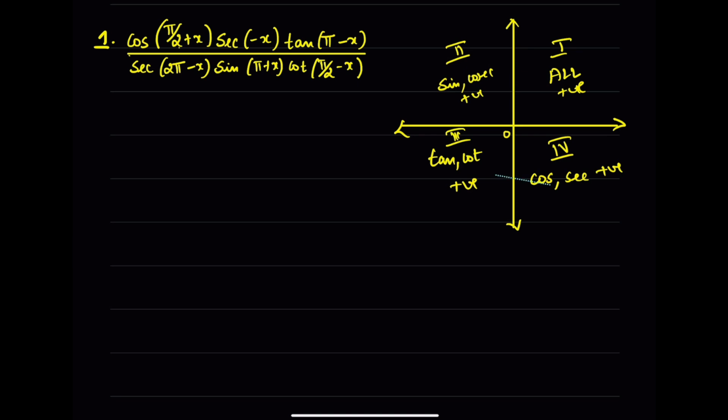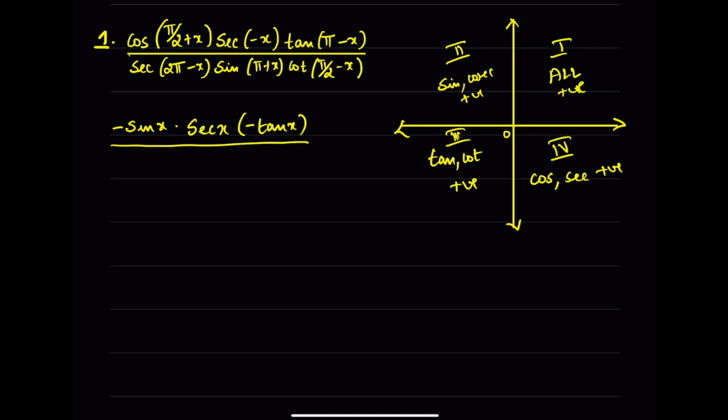Now, cos of pi/2 + x means that it is in the second quadrant. So this will be minus sine of x, correct? The first one. Now the second one is secant of minus x. Cos of minus x is cos x, so secant of minus x is secant x. Now what is tan of pi minus x? Tan of pi minus x is in the second quadrant, and in the second quadrant tan is negative. So this will be minus tan x.